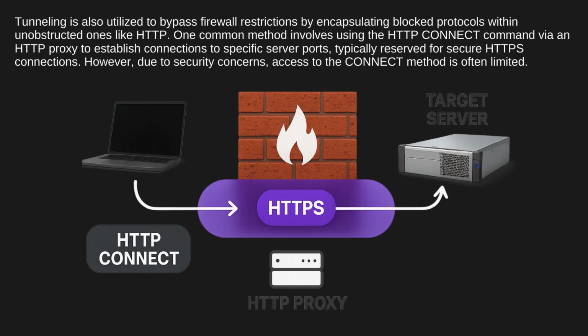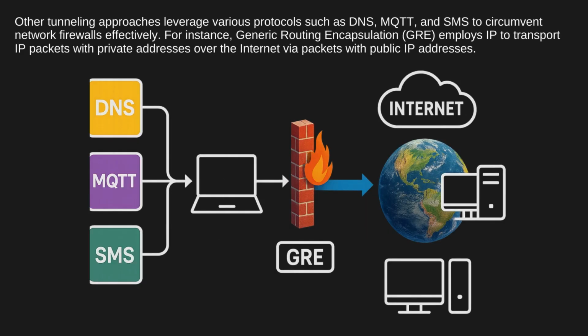One common method involves using the HTTP CONNECT command via an HTTP proxy to establish connections to specific server ports, typically reserved for secure HTTPS connections. However, due to security concerns, access to the CONNECT method is often limited. Other tunneling approaches leverage various protocols such as DNS, MQTT, and SMS to circumvent network firewalls effectively.